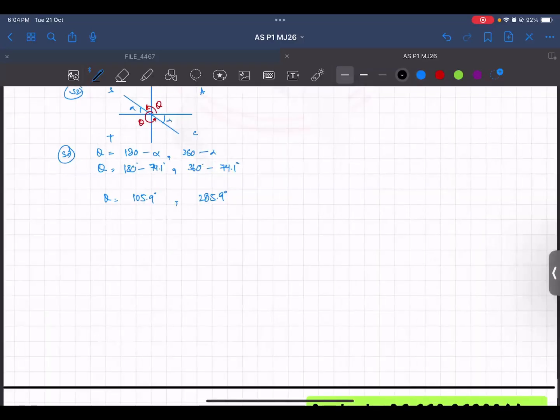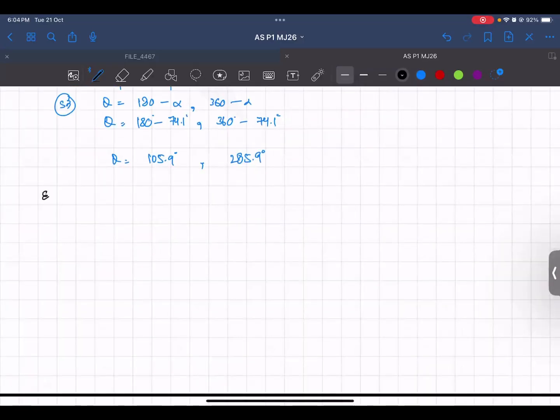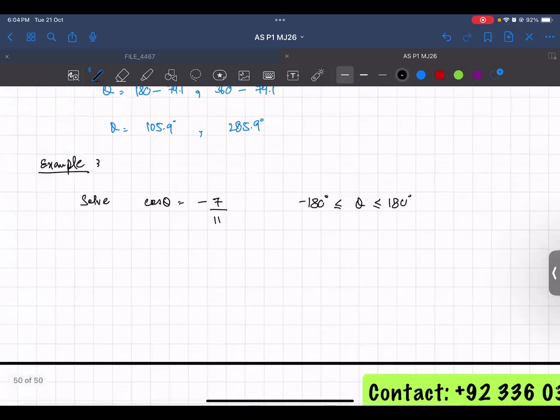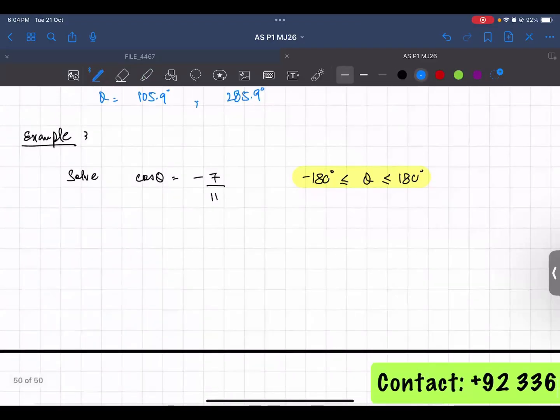Okay, a little bit of a twist. Example 3. Solve cos theta is negative 7 upon 11, and your theta is from negative 180 till 180. Okay, so this is the noticeable, important, prominent thing, how your solution will change now. So first step, finding alpha.